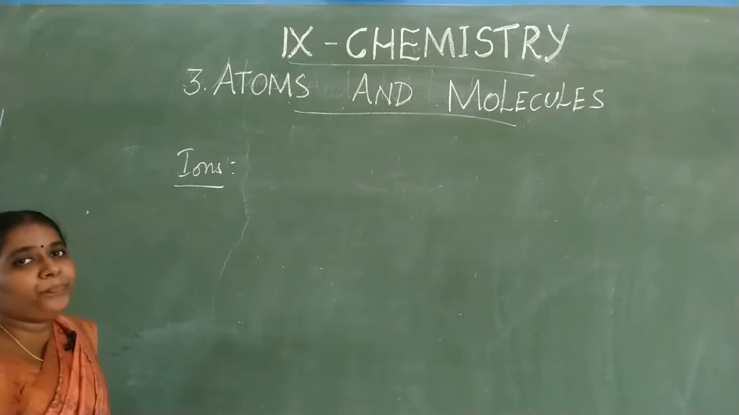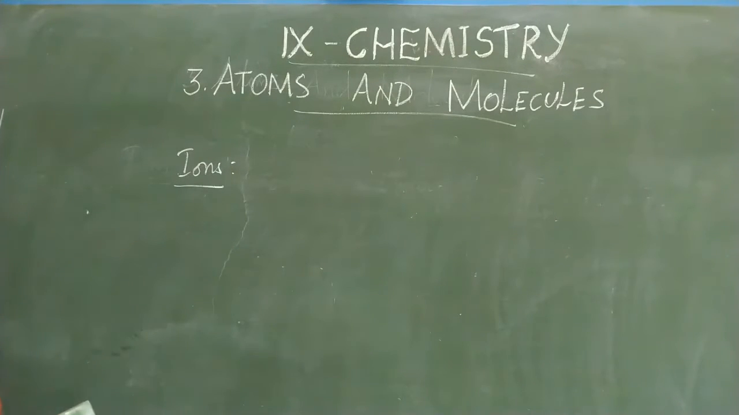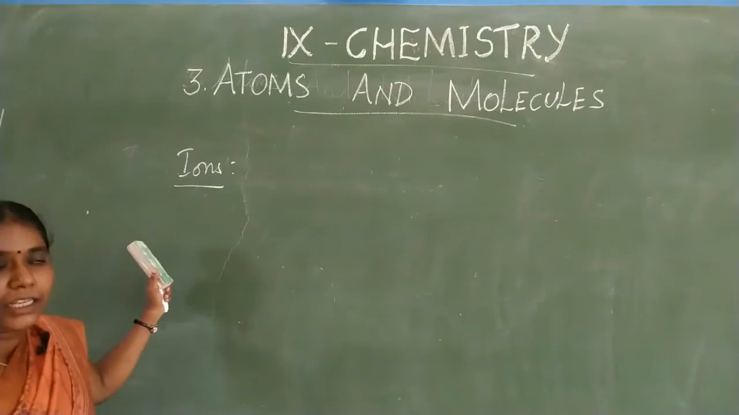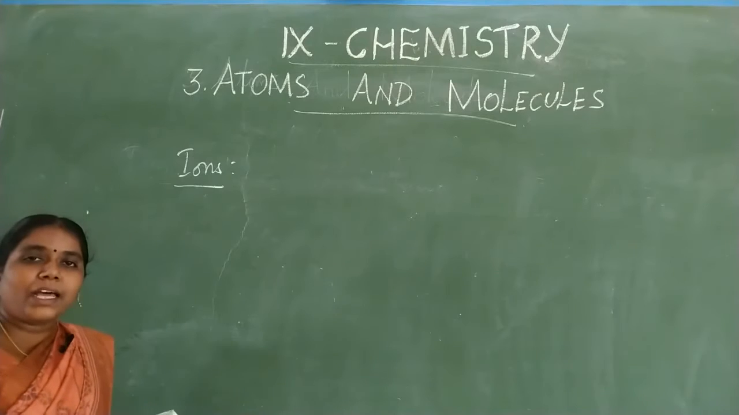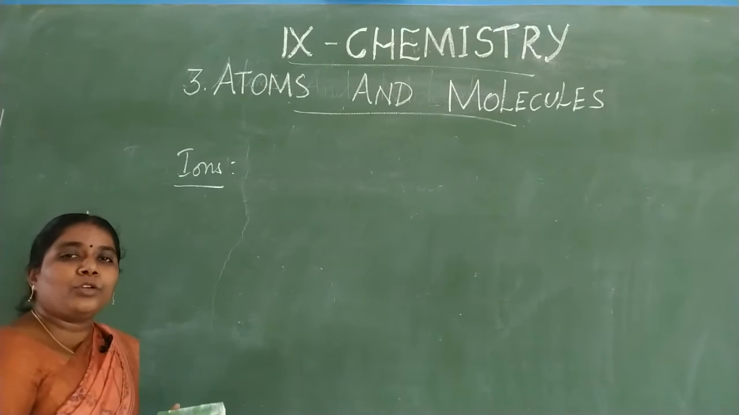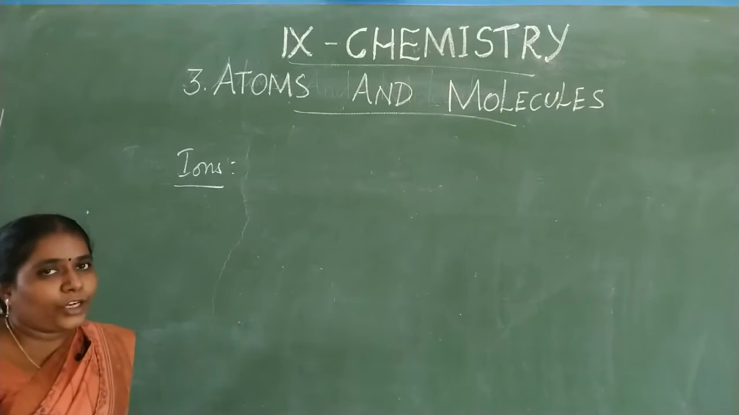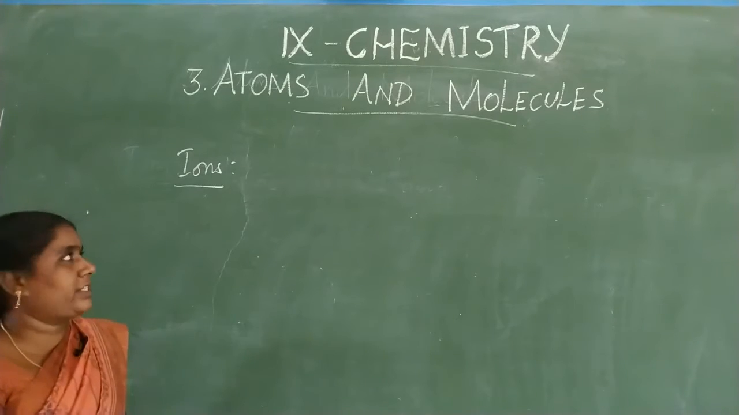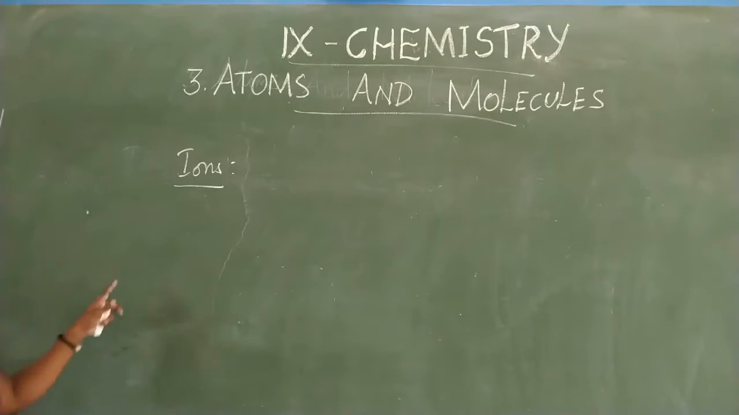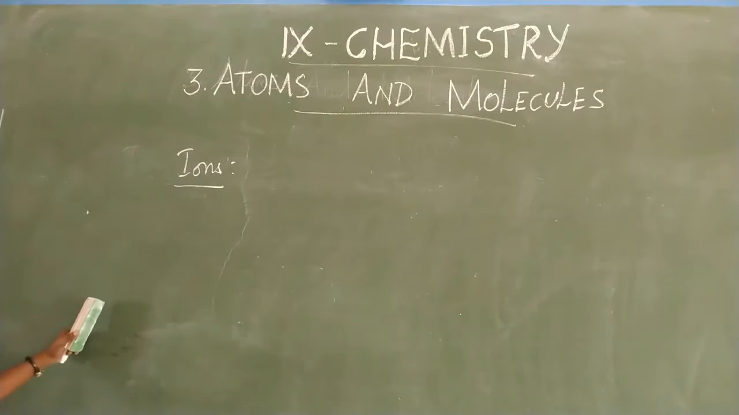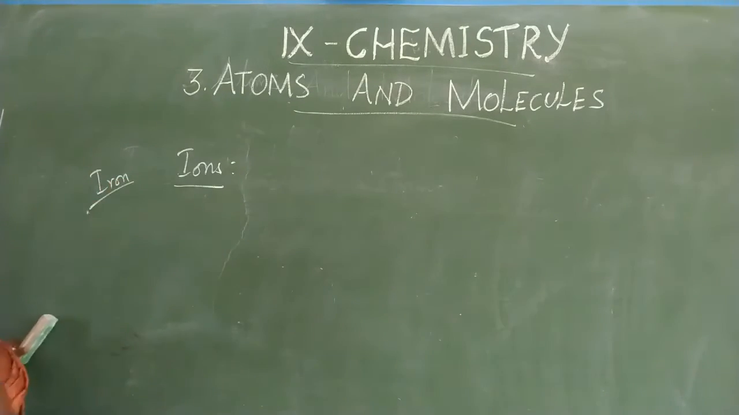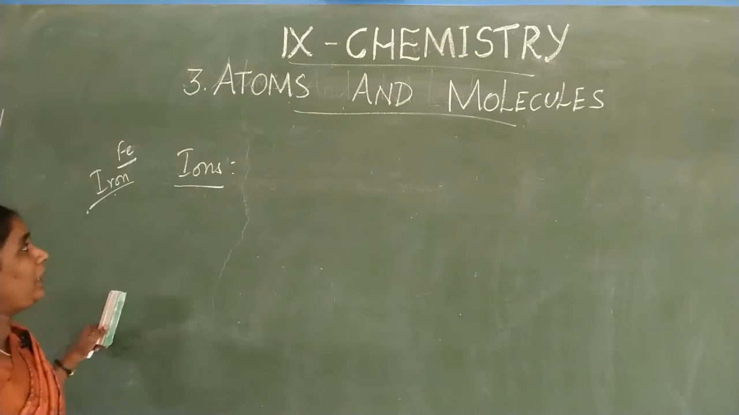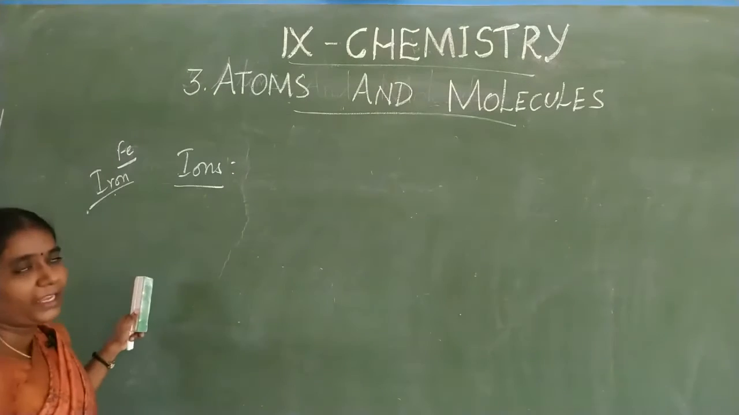Ion is different from molecules. We already have discussed molecules. What are molecules? Molecules are electrically neutral groups of two or more atoms chemically bonded together. It is a neutral group, there is no charge. Before discussing ions, you have to know the difference between iron and ions. This is iron, an element. The symbol is Fe, you know very well. And this is different from ions.